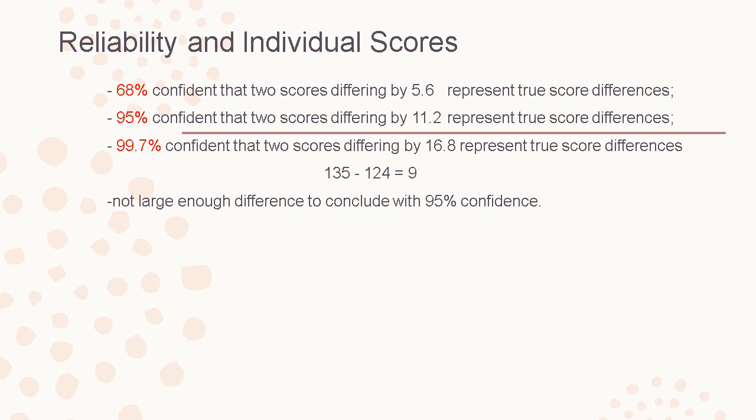We have 135 minus 124, the difference is 9. And we want to be 95% confident about it. But 9 is still way too far from 11.2. It is not a large enough difference to conclude with 95% confidence.